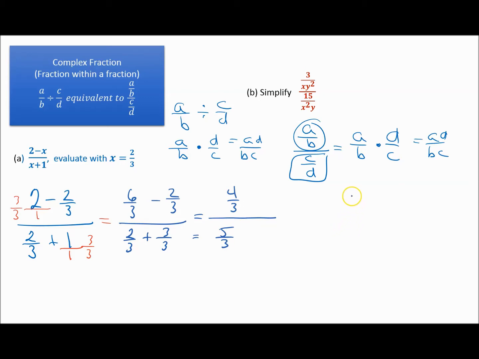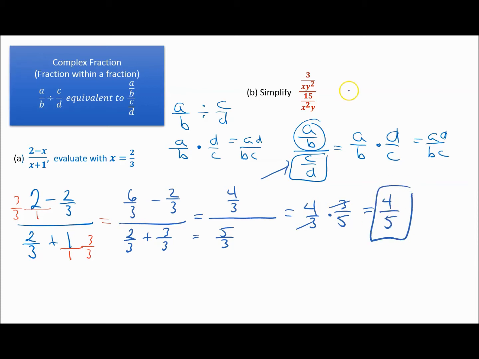Now I have a situation just like we did here. This is A over B divided by C over D, so I'm going to keep the 4/3. I'm going to change this fraction bar to multiplication, and I'm going to flip 5/3, make it 3/5. Now, conveniently, we can cancel these 3's because you can cancel a numerator and a denominator when you're multiplying, and we get 4/5 as our final answer.